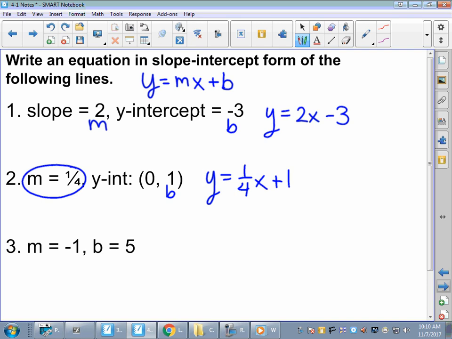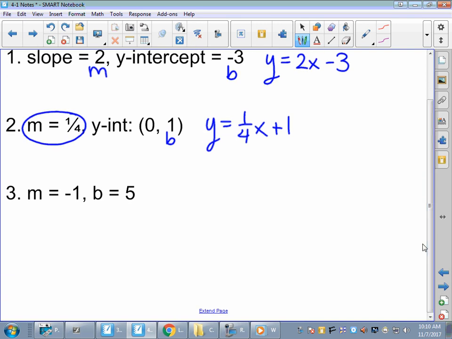And the last one, they gave us m and b. So sometimes they'll say slope and y-intercept. Sometimes they'll actually use abbreviations, ordered pairs. In this case, they just use the m and the little b. y equals negative 1x plus 5. Pretty simple there.